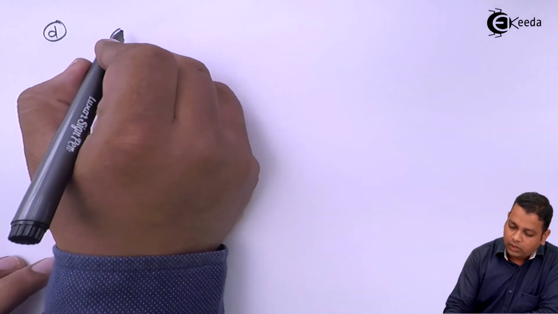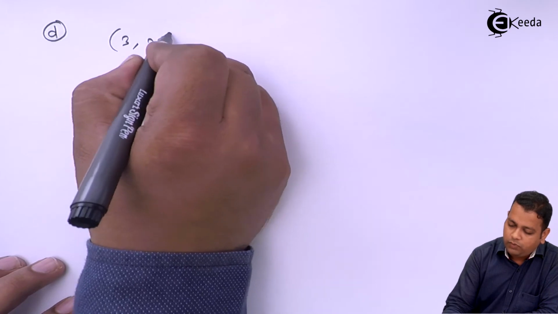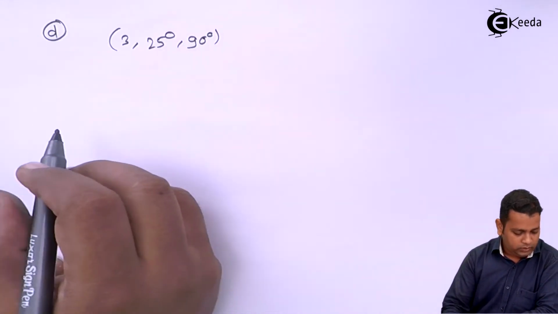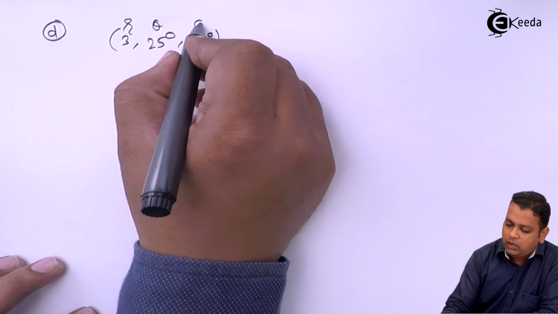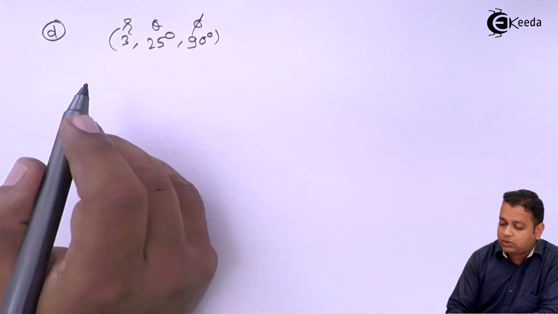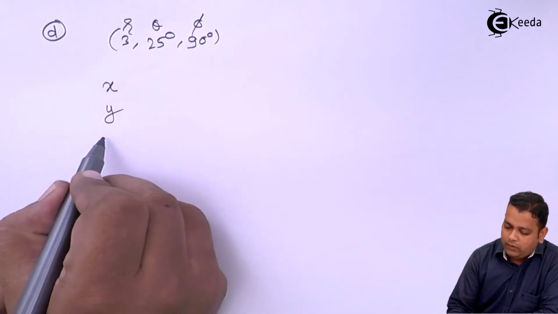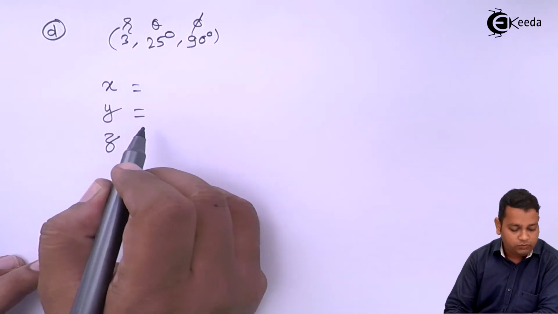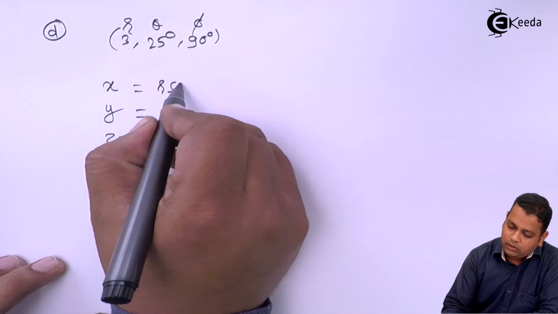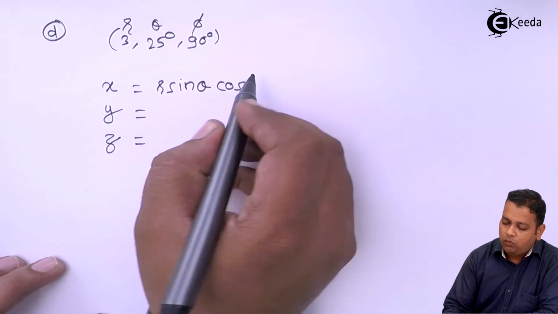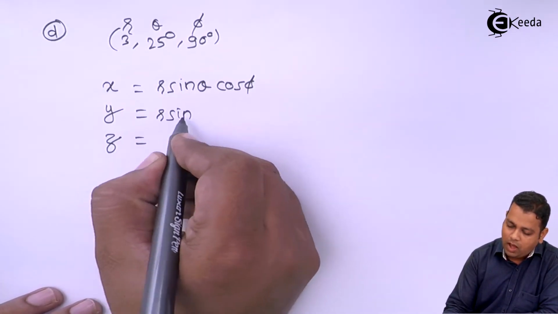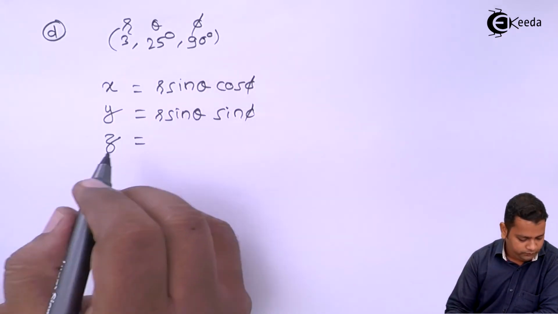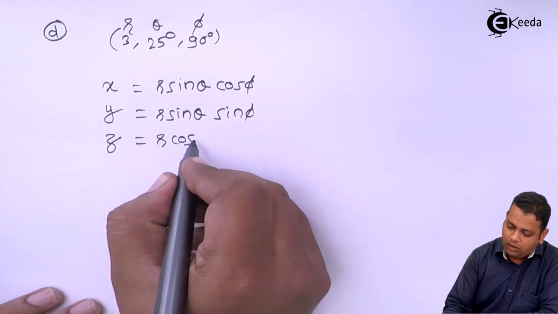So for part D, we have the point, that is 3, 25 degree, 90 degree. So first of all, we have R is equal to 3, theta is equal to 25 degree and phi is equal to 90 degree. We want the Cartesian coordinates, so x, y and z. We have the transformation formulae. X is equal to R sin theta cos phi, what we learned in our first chapter, vector analysis. Y is equal to R sin theta sin phi. Z is equal to R cos theta.